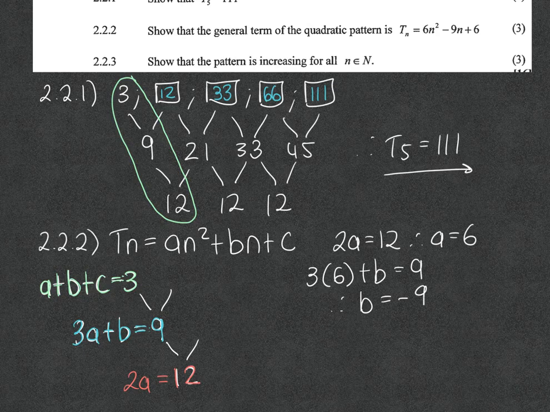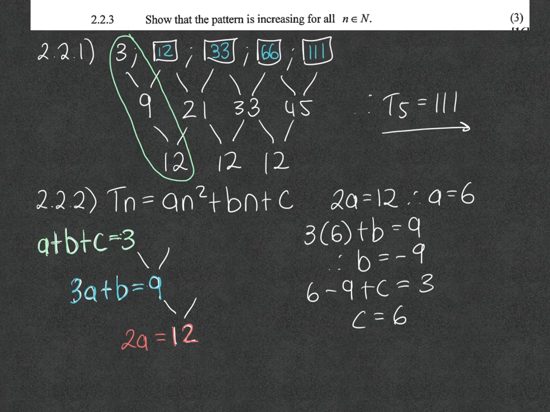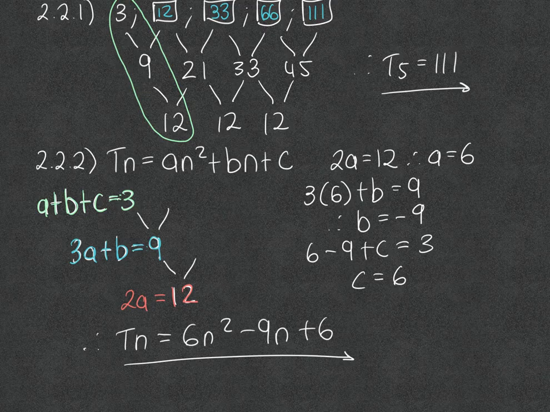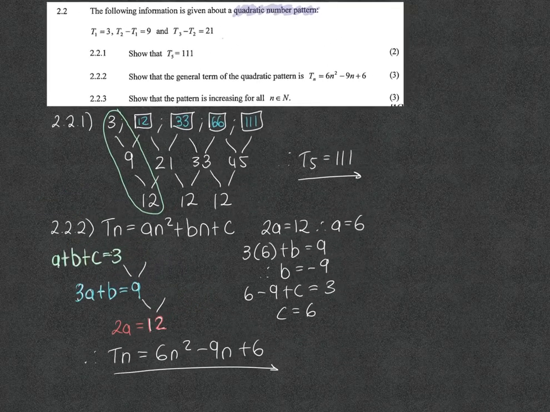And then the last one is a plus b plus c equals 3. We know what a is, 6 minus 9, because it's minus, plus c gives me 3. Then we can take that over. So c is going to equal 3 plus 9, which is 12, minus 6, which is 6. Okay, and then we can write out our equation. T of n equals 6n squared minus 9n plus 6. And that is what we needed to prove.